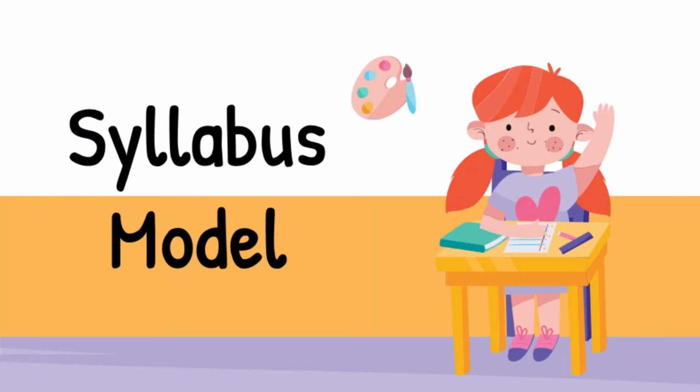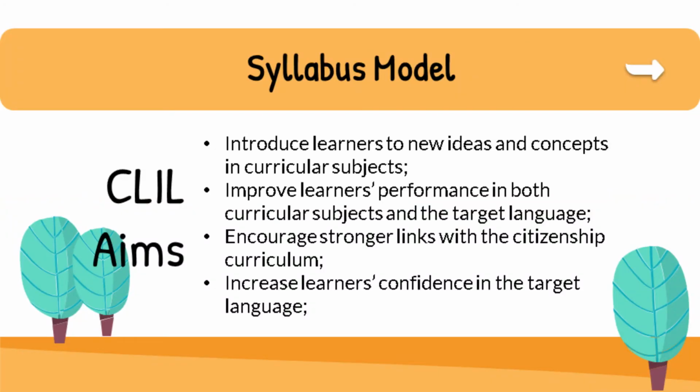Now let's move to the second part, which is Syllabus Model. First of all, we are going to elaborate the CLIL aims in Syllabus Model. 1. Introduce learners to new ideas and concepts in curricular subjects. 2. Improve learners' performance in both curricular subjects and the target language. 3. Encourage stronger links with the citizenship curriculum. 4th, increase learners' confidence in the target language.